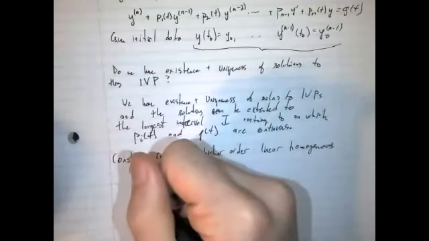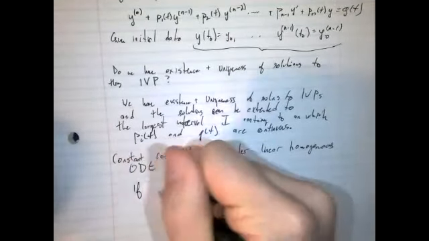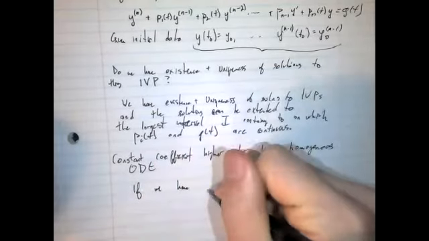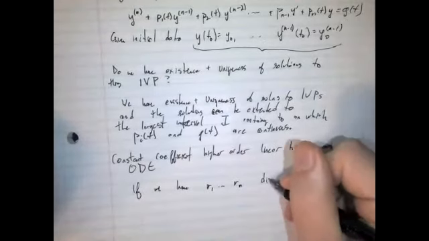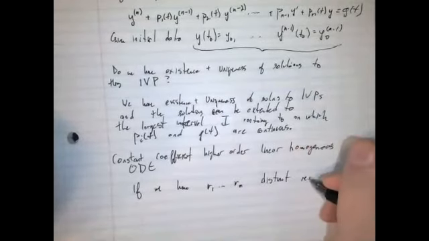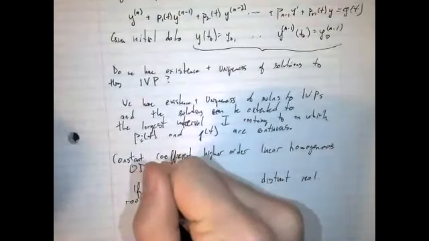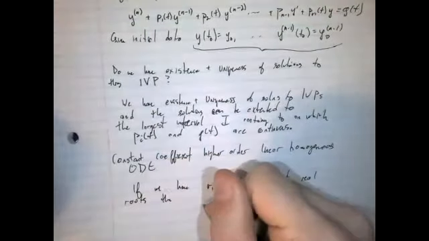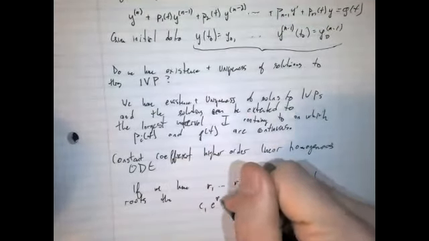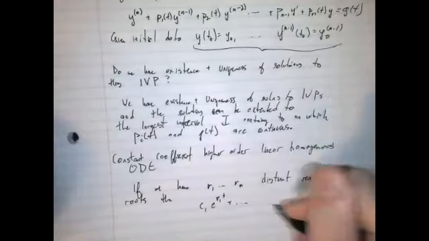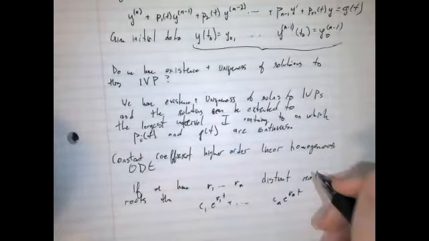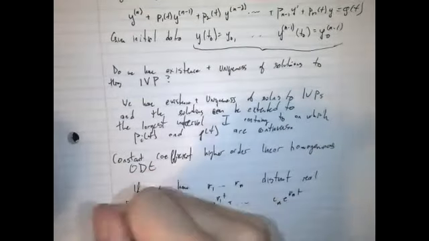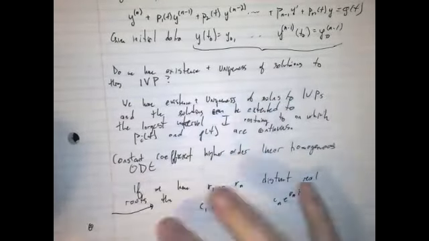And we gave strategies. So if we have r1 through rn distinct real roots of the characteristic polynomial, then we get a general solution c1 e to the r1 t plus all the way up to cn e to the rn t.